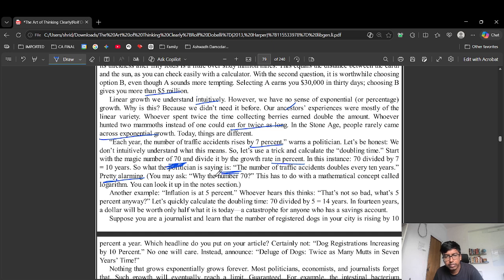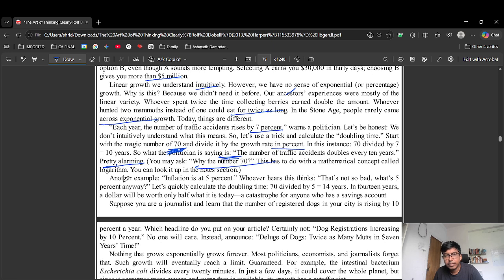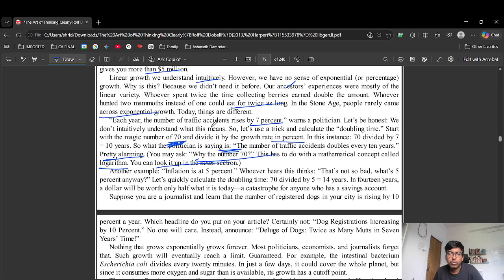Pretty alarming. You may ask why the number 70. This has to do with a mathematical concept called logarithm. You can look it up in the notes section.